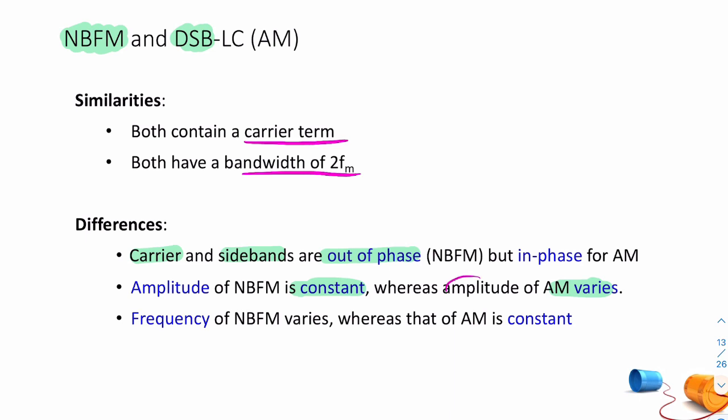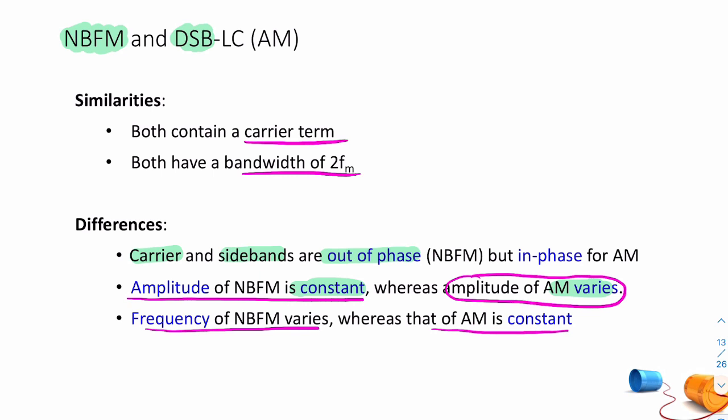Now, the fact that the amplitude of AM varies is fairly obvious because it is called amplitude modulation. That's where the message is encoded, into the envelope, into the changing amplitude of the carrier. Whereas in FM, what's changing is the frequency and not the amplitude. So the amplitude is actually constant. The frequency varies for FM, whereas the frequency of an AM signal is constant.